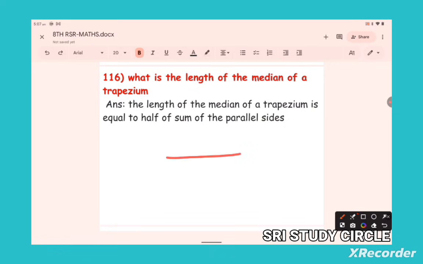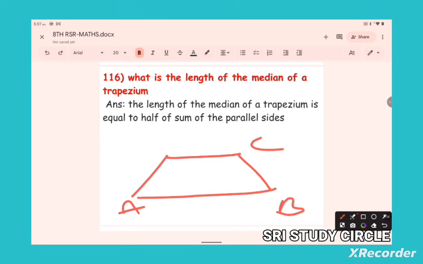Suppose this is a trapezium here, ABCD. The length of the median of a trapezium is equal to half of the sum of the parallel sides.